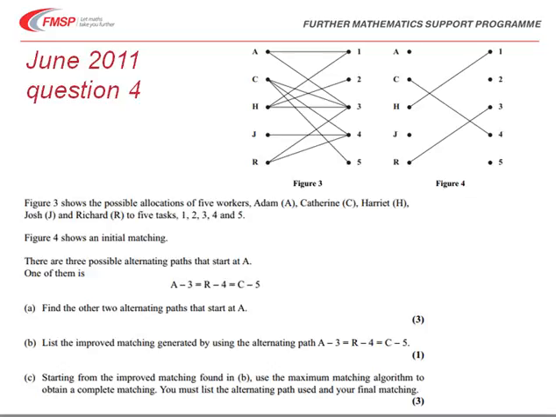It says there are 3 possible alternating paths that start at A, and one of them is given as from A to 3 to R to 4 to C to 5. And we're asked in part A to find 2 other alternating paths starting at A. In part B, we're to use the alternating path that's given to find an improved matching, and then finally in part C, starting from that improved matching, use a maximum matching algorithm to obtain a complete matching. And again, we must list the alternating path used and our final matching.